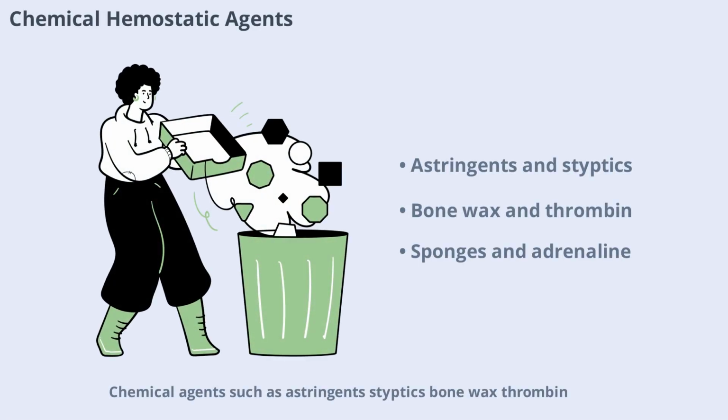Chemical agents, such as astringents, styptics, bone wax, thrombin, and various sponges, assist in local hemostasis. These agents work by promoting clot formation, providing a scaffold for fibrin, or causing vasoconstriction. Some, like adrenaline, must be used with caution in patients with cardiovascular disease. Others, like bone wax, are reserved for bleeding from bone. The choice of agent depends on the bleeding site and patient factors.